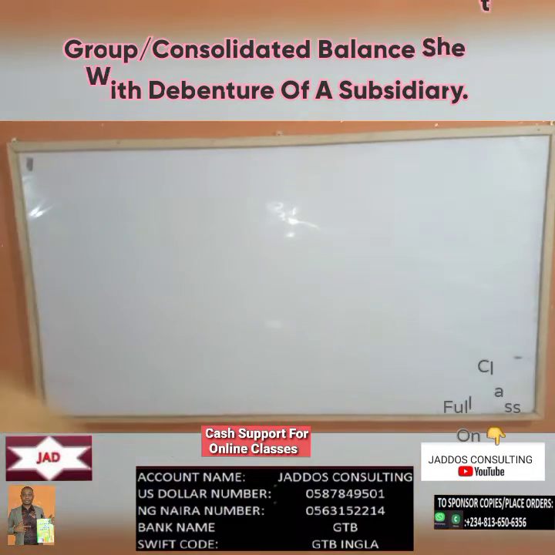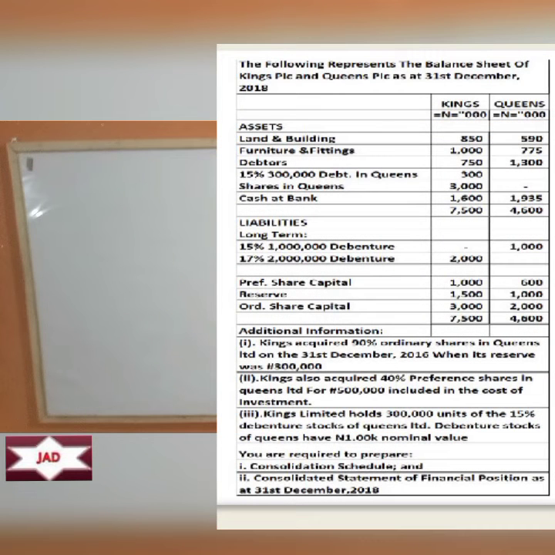So first, this one is a par. There's a par here. I'm seeing the balance sheet of King's PLC and Queen's PLC at 2018. So we have the assets there: land and building, furniture and fitting, debtors, 50% 300,000 debenture in Queens, shares in Queens, cash at bank. Then we have the long term 50% debenture, Queens and Kings, preference share, reserve, ordinary share. Then it says Kings acquired 90% ordinary shares in Queens Limited in 2016 for 300,000. Kings also acquired 40% preference shares in Queens Limited for 500,000, including the cost of investment. Kings Limited holds 300,000 units of the 50% debenture stock of Queens Limited. Debenture stocks of Queens have 1 naira nominal value. You have to prepare the consolidation schedule. This is testing par.